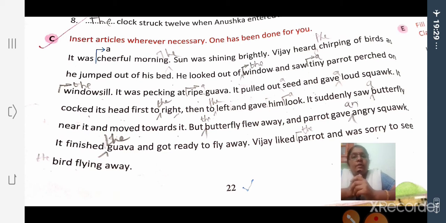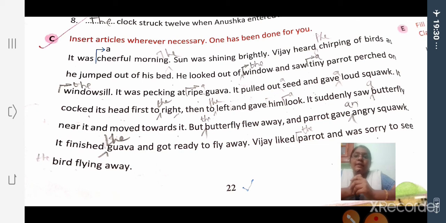Vijay heard the chirping of birds as he jumped out of his bed. He looked out of the window and saw a tiny parrot perched on the windowsill. It was pecking at a ripe guava. It pulled out a seed and gave a loud squawk. So it cocked its head first to the right, then to the left, and gave him a look. It suddenly saw a butterfly near it and moved towards it.